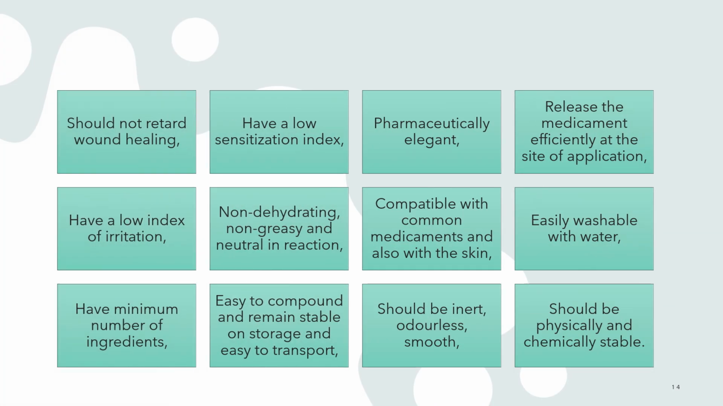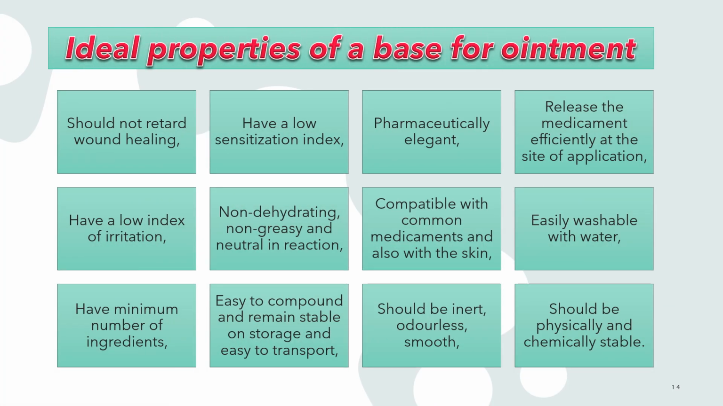Choosing the base. The ideal properties of a base for an ointment: it should be physically and chemically stable. In the ointment base, finely divided active ingredients should be uniformly distributed. The base of ointment should not possess any therapeutic action. The ointment also should be smooth and free from grittiness. It also must not retard wound healing, have a low sensitization index, and be pharmaceutically elegant in terms of the physical appearance.